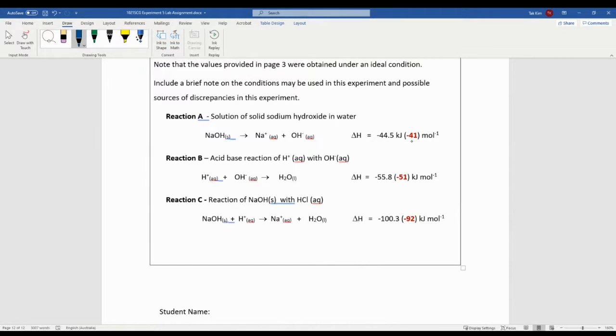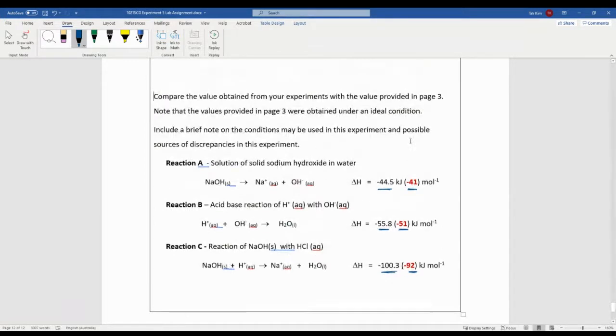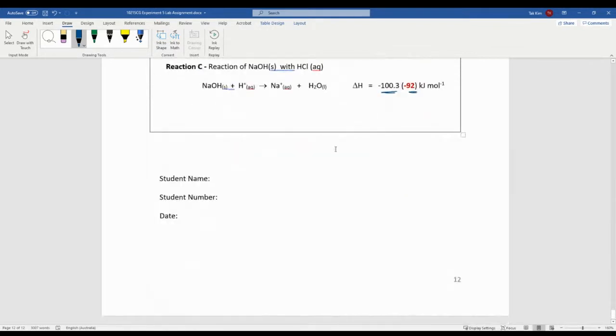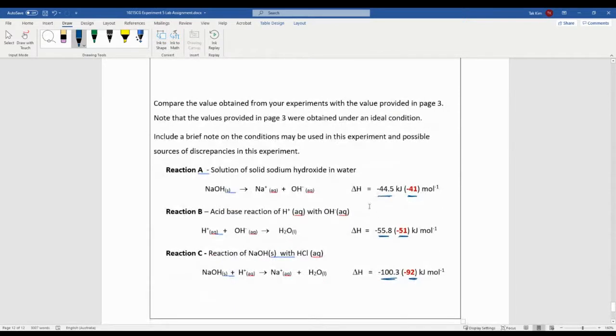Let's assume that the negative is just convention, so this value is from your exothermic reaction, right? So obviously, the heat from your reaction is a little bit smaller than what you're supposed to get, right? And you will need to write a brief note based on the condition. Okay? So I don't think we have enough information over here.